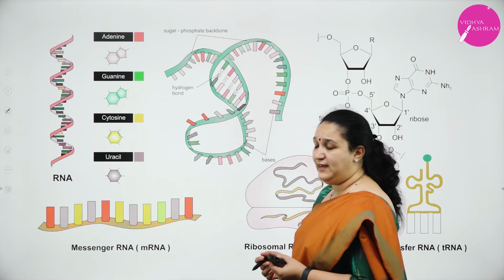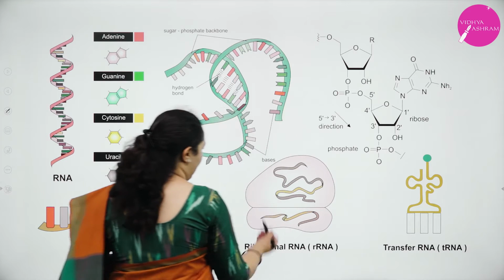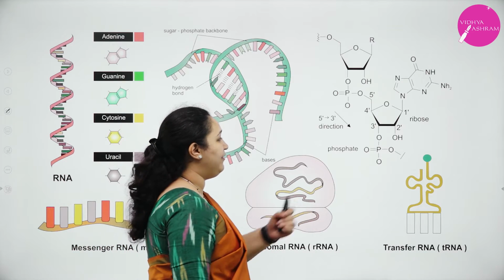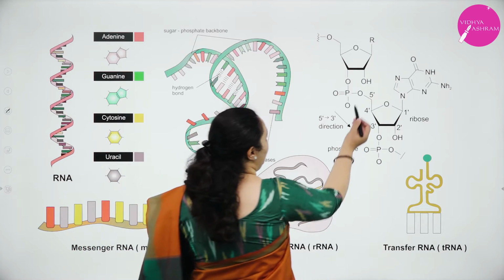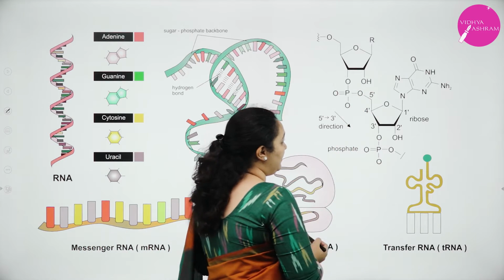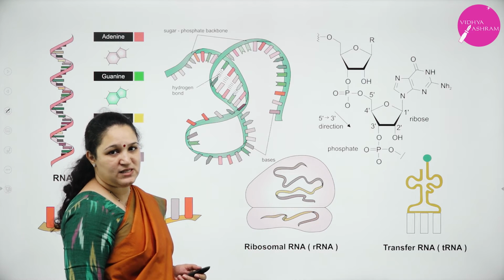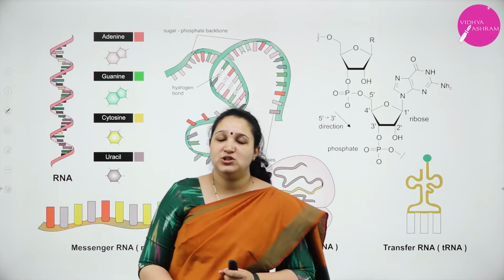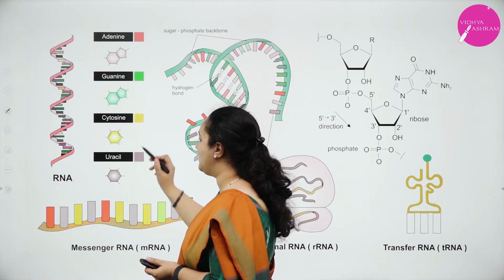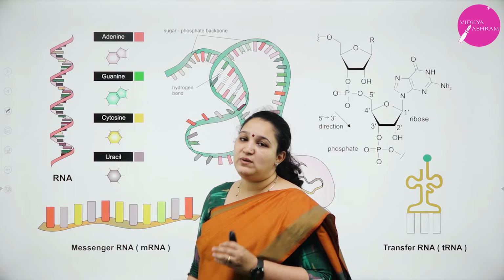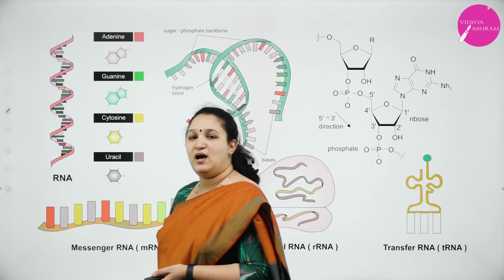Also there are 3 types: messenger RNA, ribosomal RNA, and transfer RNA. Here also we have 5 prime to 3 prime direction phosphodiester linkage, and the nitrogenous bases present in RNA are adenine, guanine, cytosine and uracil. Thymine is present only in DNA, uracil is present only in RNA.